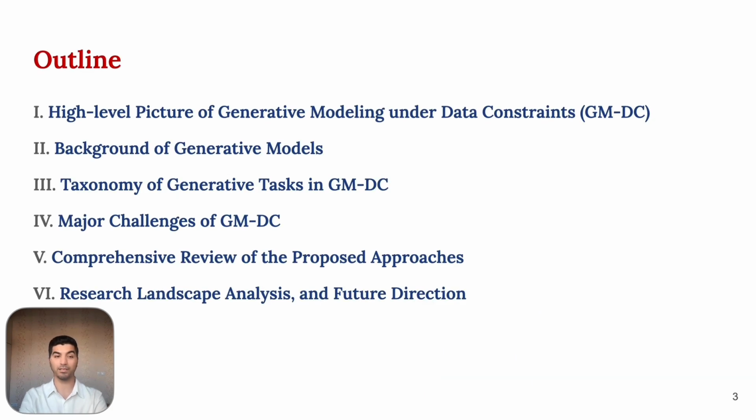This is the outline of the talk. It's going to be a bit lengthy. First, we will discuss the high-level picture of what we call generative modeling under data constraints, or GMDC. Then we will discuss a brief background about generative models. What does generative modeling mean, and what are the popular image generation models? Then we will discuss different categories of generative tasks, the major challenges of training generative models under data constraints, the comprehensive review of the proposed approaches, and finally, the research landscape analysis.